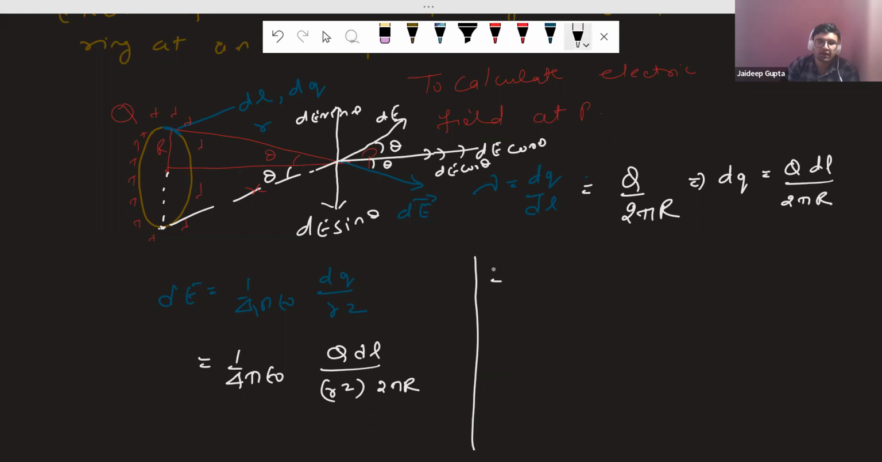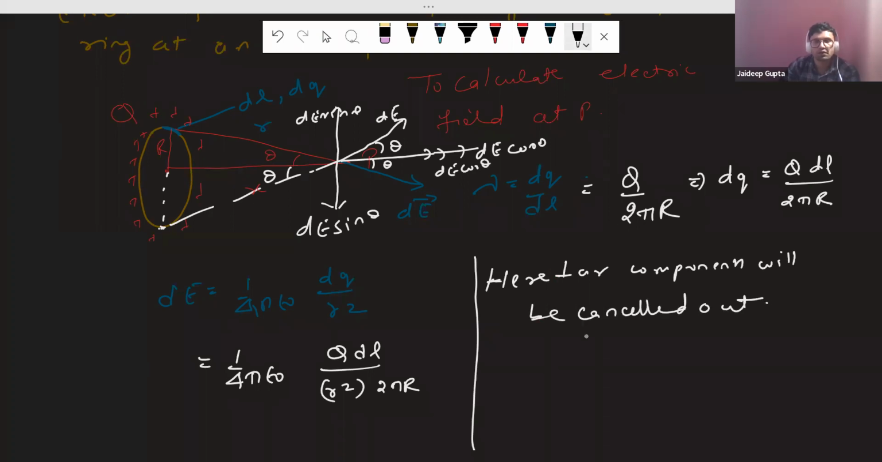Now further. Here, perpendicular components will be cancelled out. Hence, net field at P will be dEx, that is dE cos theta.